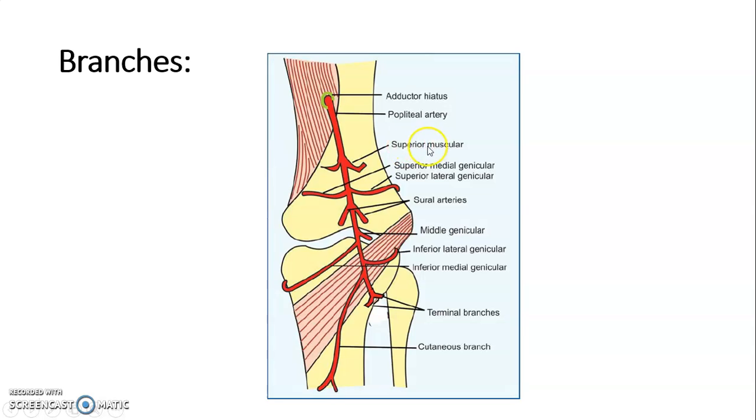Then we have superior muscular branches. Superior muscular branches anastomose with the perforating branches of the profunda femoris, and they form anastomosis at the back of the thigh. Then we have sural arteries. Terminal branches, we know they are anterior and posterior tibial arteries. Then there's another branch given off by popliteal artery, which is a cutaneous branch. So the most important ones over here are the genicular branches, which take part in anastomosis around the knee joint.